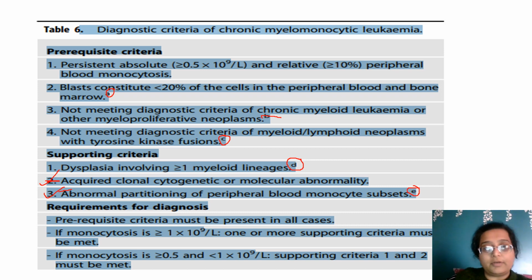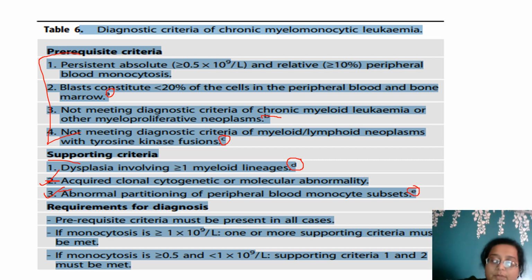Prerequisite criteria must be present in all, means this should be there in every case. Now coming to the supporting: if monocytosis is more than 1, one or more supporting criteria must be there. If it is between 0.5 and 1, supporting criteria 1 and 2 both must be there. So if monocytosis is more than 1 into 10 to the power 9 and you have peripheral blasts less than 20%, other MPN criteria have been ruled out, then either you get dysplasia in one lineage or you get clonal evidence, then you can call it CMML. However, if monocytosis is between 0.5 and 1, then both these criteria, dysplasia as well as molecular evidence, should be there to call it CMML. Okay.